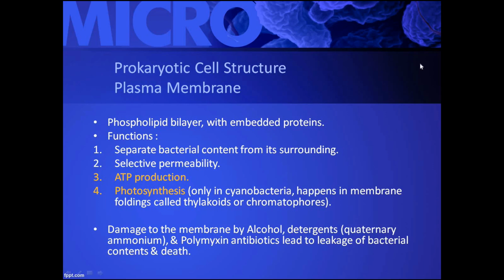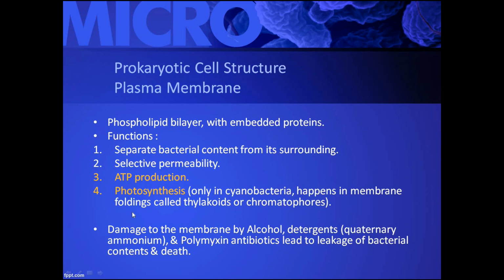So continuing with the plasma membrane, it is a phospholipid bilayer with embedded protein, just like the eukaryotic plasma membrane, and functions in separating bacterial content from its surrounding and selective permeability, just like the plasma membrane of eukaryotes, but has additional functions in the bacteria responsible for ATP production in bacteria, as well as the photosynthesis in cyanobacteria. Because the bacteria don't have mitochondria or plastids, the plasma membrane does these things.